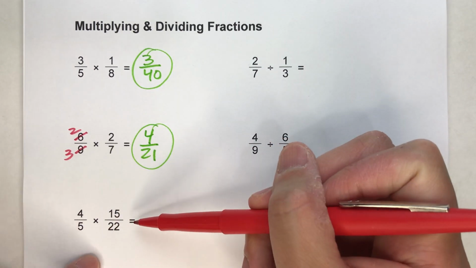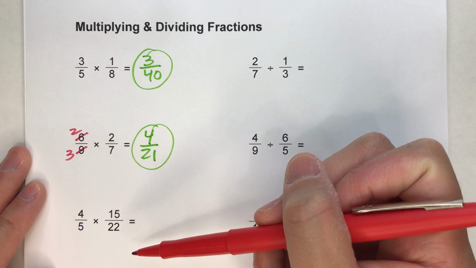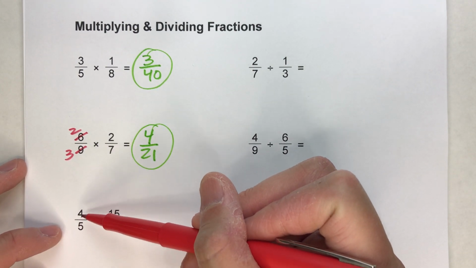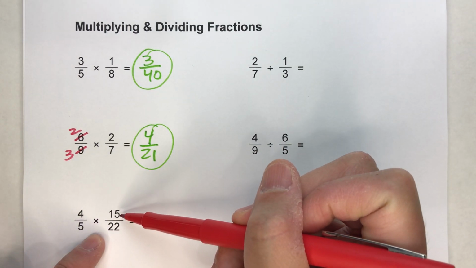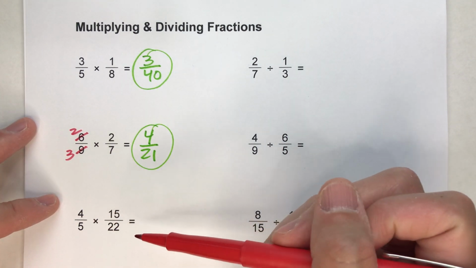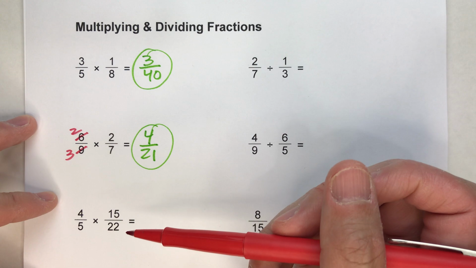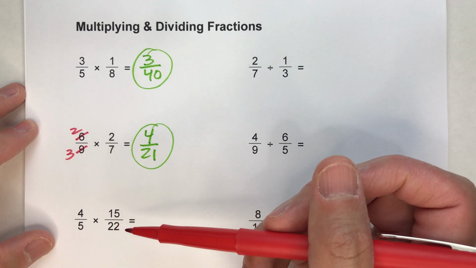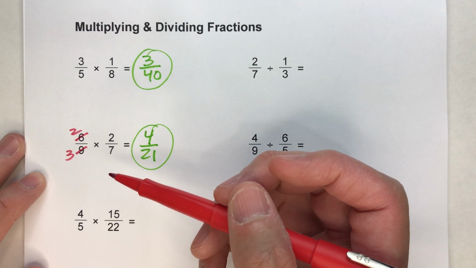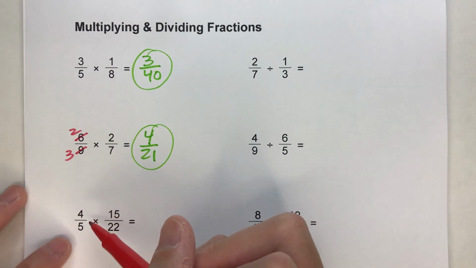4/5 times 15 over 22. Now, notice I can't reduce 4/5 because there's no number that goes into both 4 and 5. I can't reduce 15 over 22 because there's no number that goes into 15 and 22, other than 1, of course. But one more thing you have to check when you're multiplying is check to see if you can reduce the fractions diagonally. Here's what I mean.